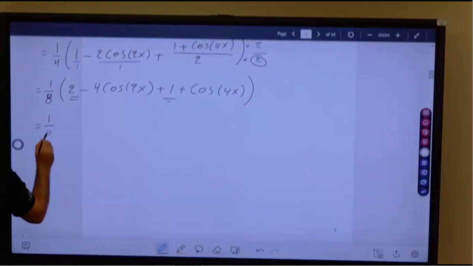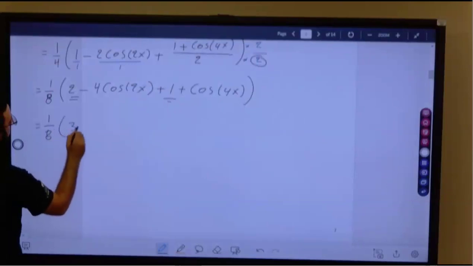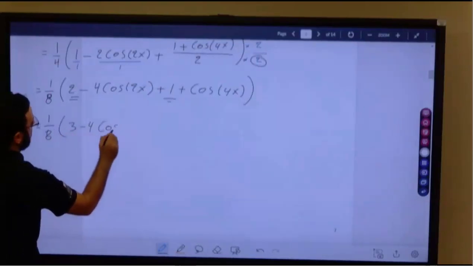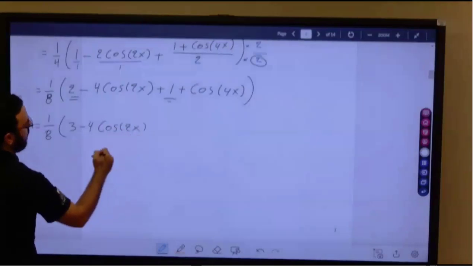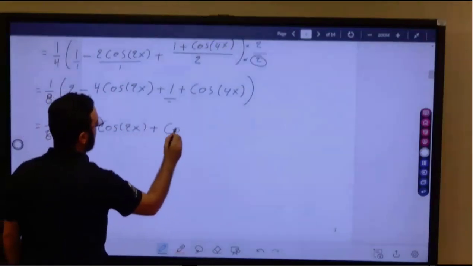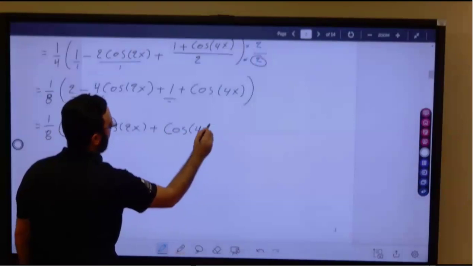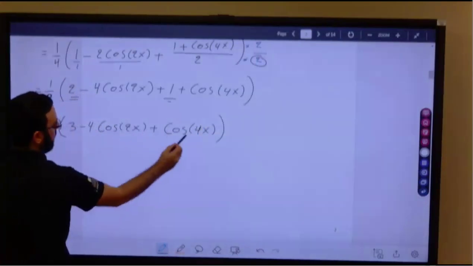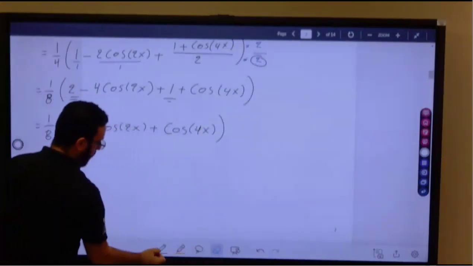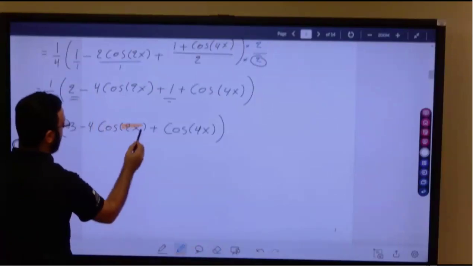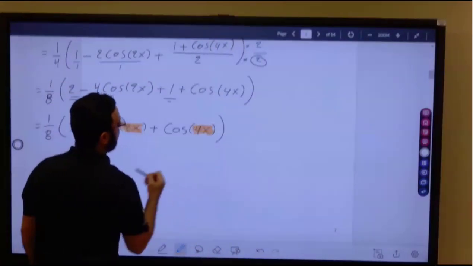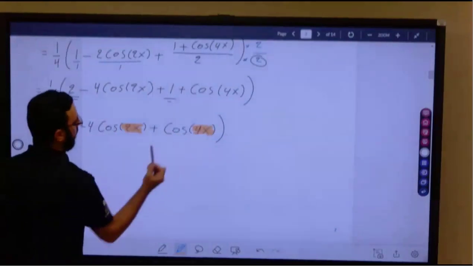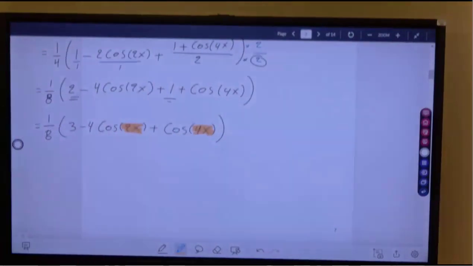So it's going to be 1/8 times 3 minus 4 cosine 2x plus cosine 4x. And again, you can't combine these together because they are different angles, 2x and 4x. That's it for this example.